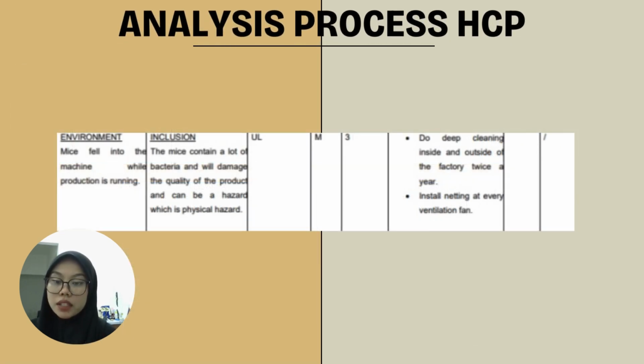Okay, for environment, mice or rats might fall into the machine while production is running. The consequence is that the mice contain a lot of bacteria and will damage the quality of the product and can be a hazard, which is a physical hazard. The likelihood for this to happen is unlikely, and when this happens it will be moderate. So the risk ranking will be three. The countermeasures are to do deep cleaning inside and outside of the factory twice a year, and the second one is to install netting at every ventilation fan.